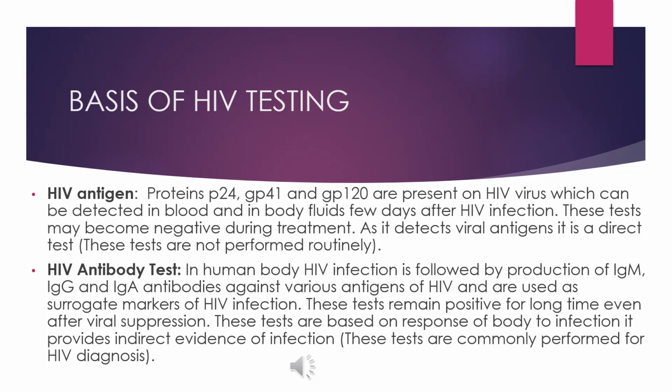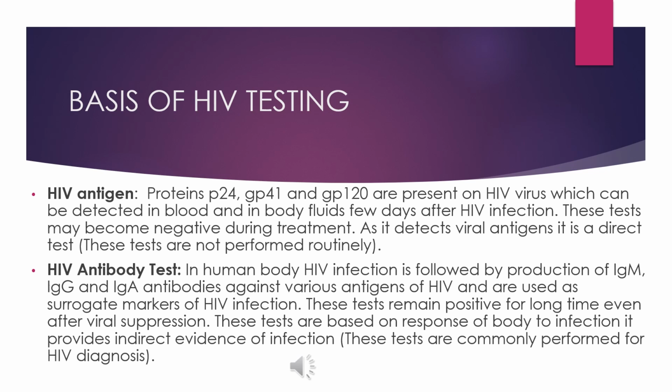HIV testing is based on either the identification of HIV antigen or HIV antibody tests. In HIV antigen tests, we detect the proteins P24, GP41 and GP120, which are present on the HIV virus, and they can be detected in blood and in body fluids a few days after HIV infection. These tests may become negative during treatment. As it detects the viral antigens, it is a direct test, and these tests are not performed routinely.